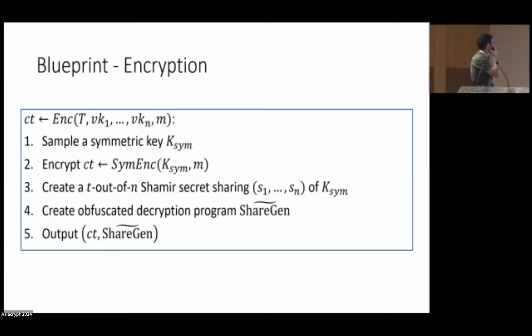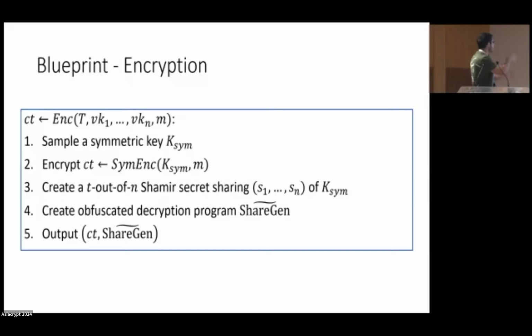So now I'm ready to give a blueprint of how we do our construction. So basically, the blueprint is very simple. To encrypt a message, we first sample a key of a symmetric key encryption scheme, and then we encrypt the message with the symmetric key encryption scheme. After this, we take the symmetric key and we share it. So if we have threshold T and n keys, we make a T-out-of-n Shamir secret sharing of it, and intuitively each share corresponds to one of the keys.